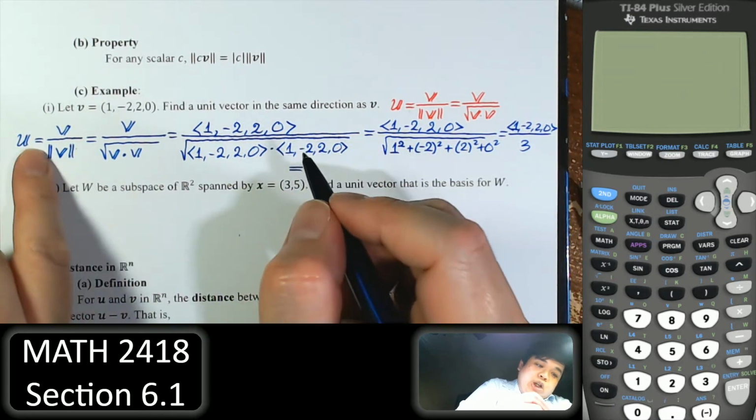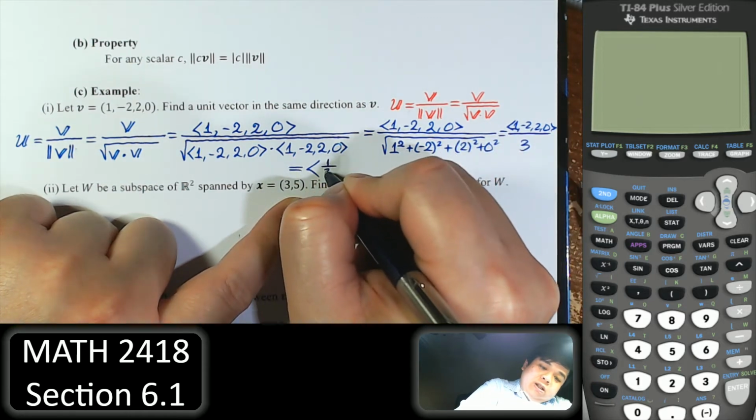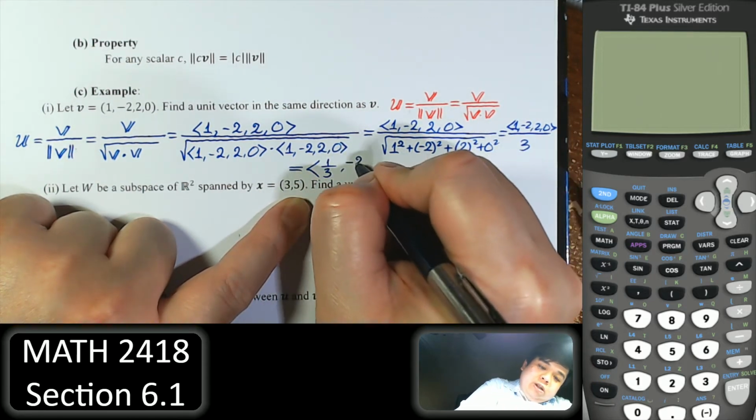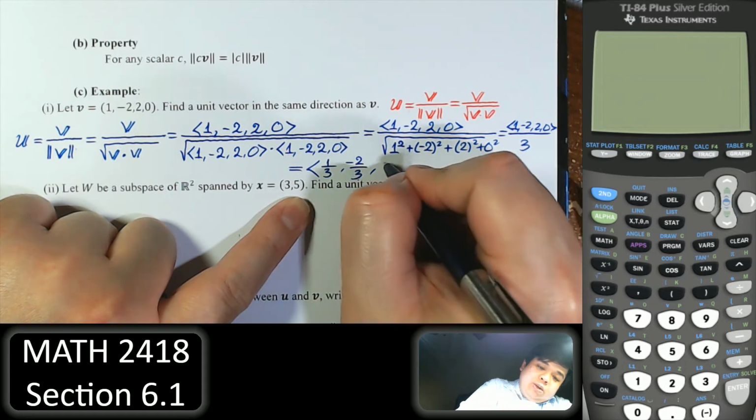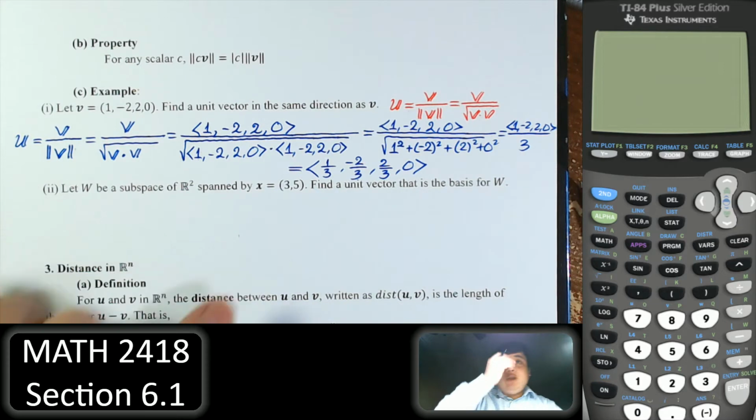So the unit vector in the same direction as v is given by 1/3, negative 2/3, and 2/3. 0 divided by 3 is still 0. Right, so that's what we have.